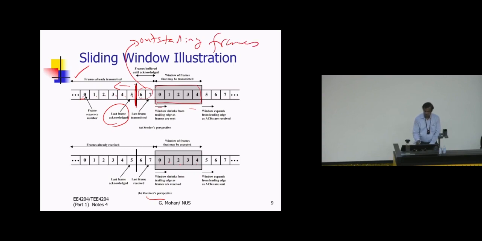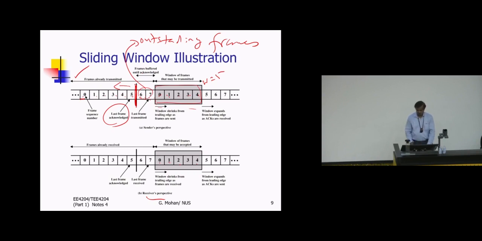Outstanding frames means 6 and 7 were sent out, but acknowledgement not yet received. These frames are put in the sender buffer until acknowledged. Because acknowledgements are not received for these 2, the window size is 5 here: 1, 2, 3, 4, 5. That is, the sender is permitted to send 5 more frames. What are those 5 more frames? Frame number 0, 1, 2, 3, 4 can be transmitted without waiting for an acknowledgement. That's the meaning of this.